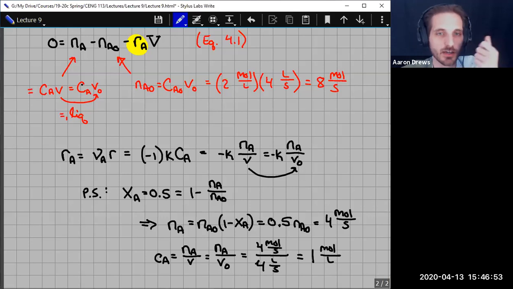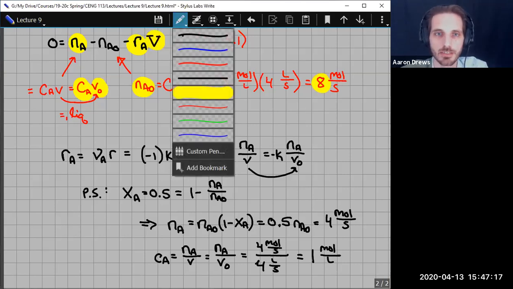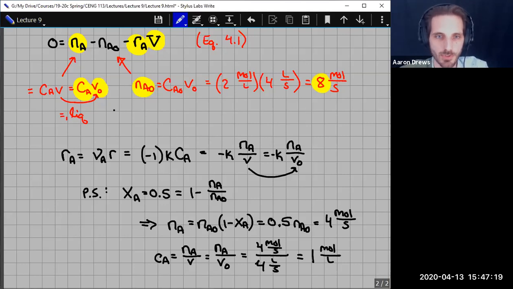Now we can substitute all of this back into our material balance. We have our C sub A, which we just calculated. We will know what V0 is, and the product of these is N sub A, which we just calculated. We also used our definition of CA0 and NA0's relationship to calculate that NA0 is 8. And then we just showed what R sub A is. So our only unknown that's left is going to be V. Let's substitute each one of those in there.